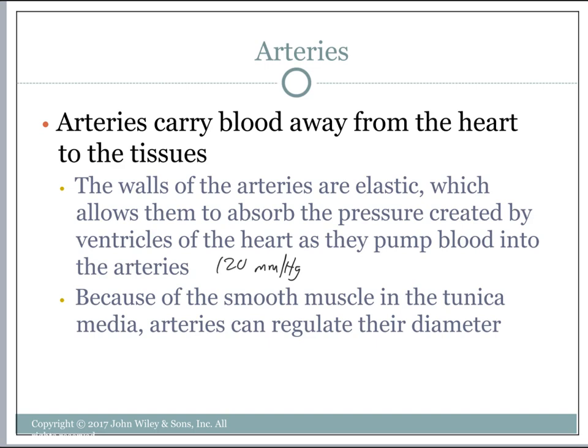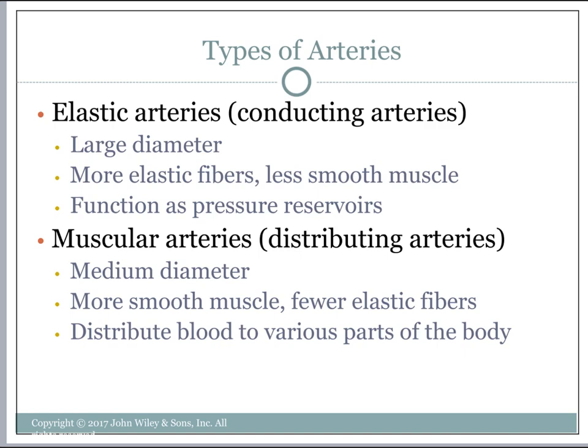Now, because of the smooth muscle in the tunica media, arteries are able to regulate their diameter, ultimately regulating blood flow and either increasing or decreasing blood pressure by increasing or decreasing resistance. So let's classify our arteries. We'll start with the largest of our arteries, our conducting arteries. They're also known as elastic arteries. And the reason why they're known as elastic arteries is because they have so much more elastic fibers and elastic connective tissue than some of our other arteries.